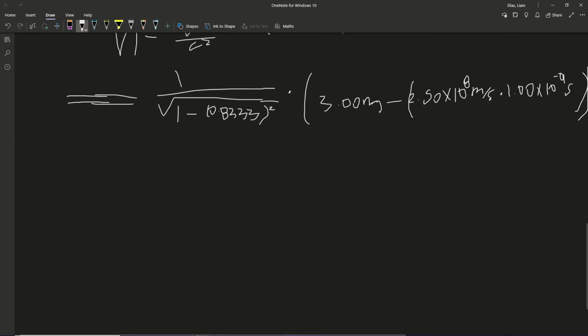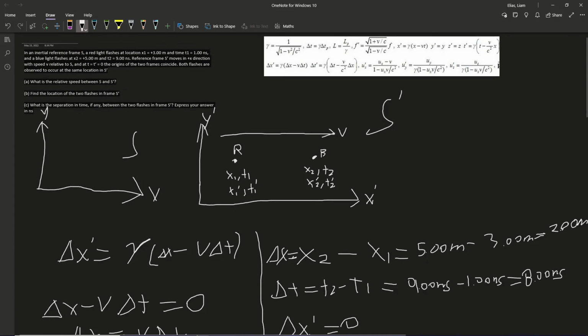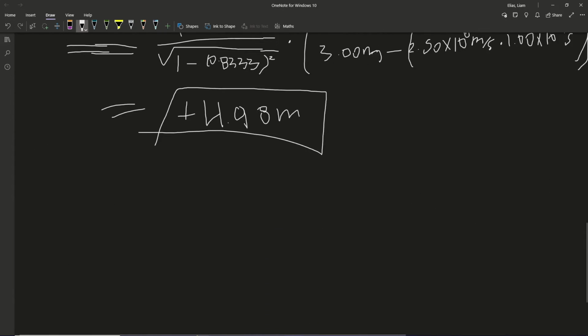Okay. So I'm not going to go through all the math here. You just really need to punch this into your calculator or do it step by step, but it's all just basic arithmetic algebra. Just multiply, subtract, multiply by this value. But once you punch it all through, you should get, I believe, positive 4.98 meters. So this is the location where both flashes take place in S prime, at positive 4.98 meters.